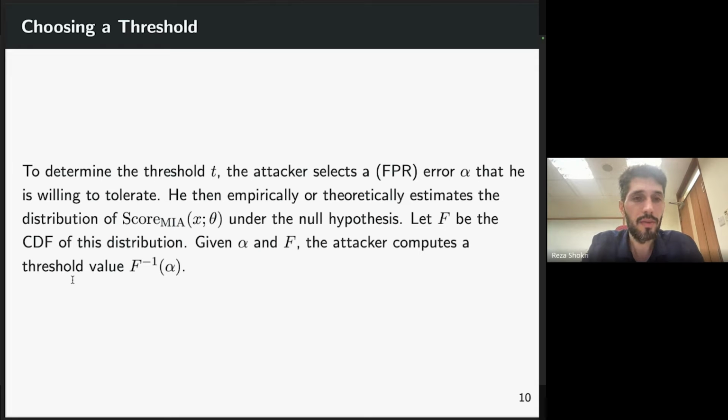So how do you choose that threshold? You choose it depending on how much error you're willing to tolerate, right? So if the adversary is willing to tolerate alpha error, FPR, then he would say, well, if I choose a particular threshold T in the null hypothesis setting, the setting where Xs are coming from the population, that would result in a particular level of error. I would choose T such that that level of error is alpha. So T is essentially the inverse of the CDF of that score MIA under the null hypothesis.